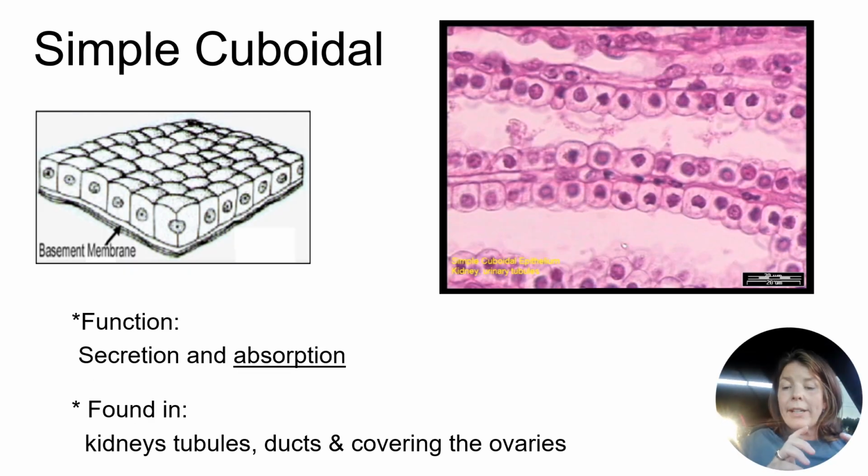Simple cuboidal: a single layer, square shape. Again, this one is going to be fairly thin, so secretion and absorption can occur in these types of epithelial tissues. They're found in places like the tubules of the kidney and different ducts of the body, even covering our ovaries in women.